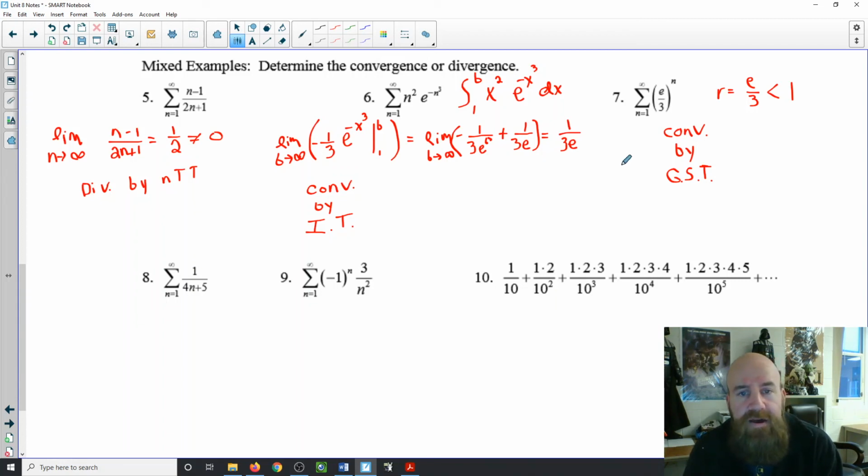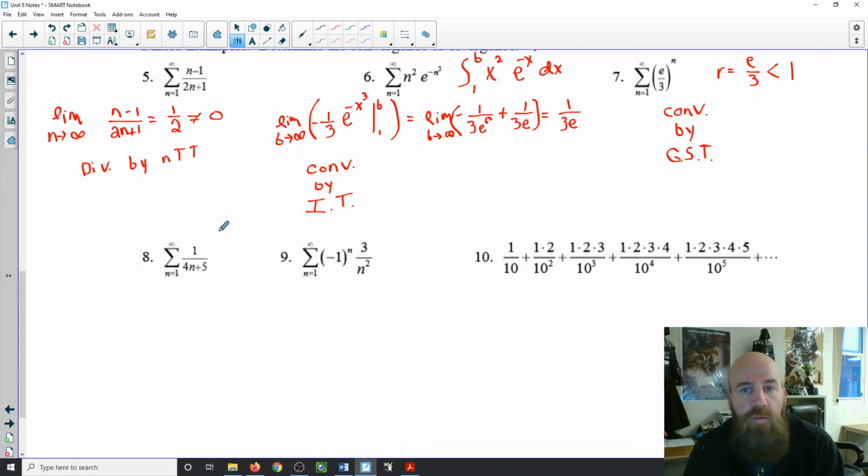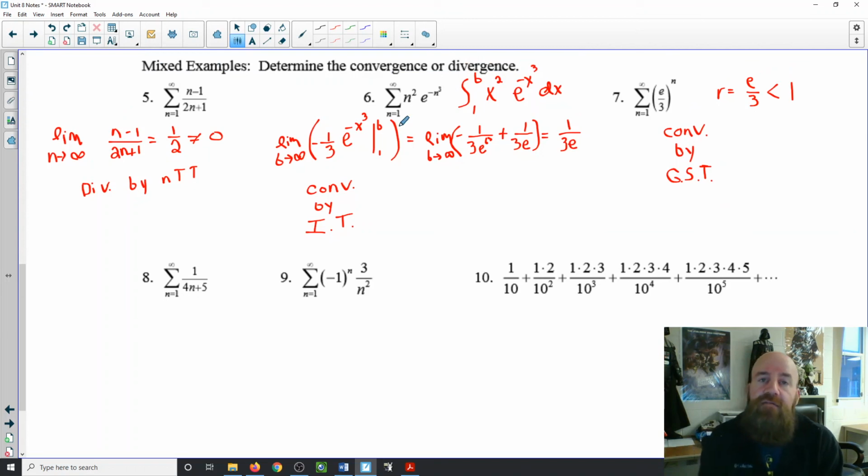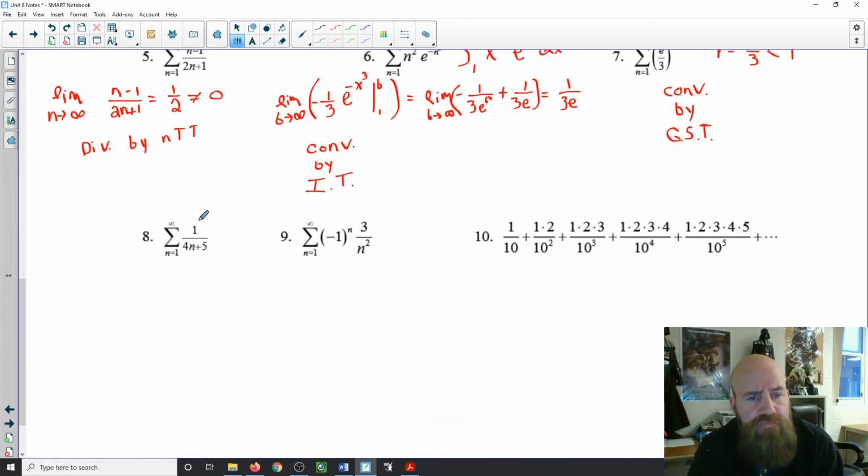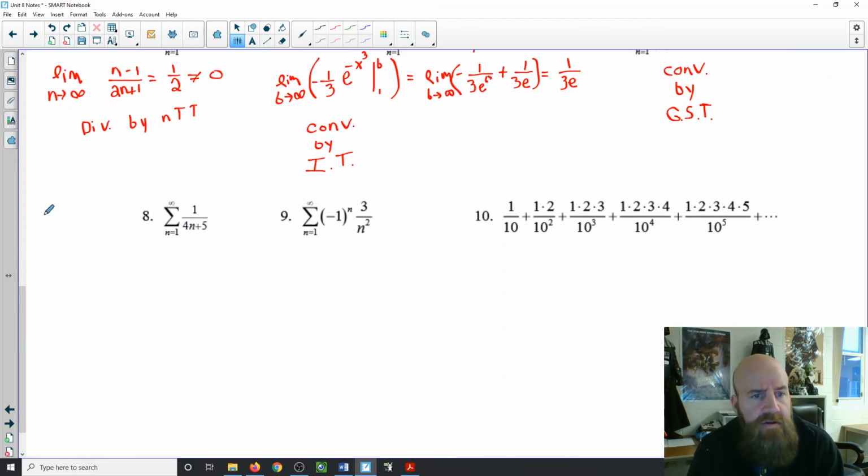Alright, so hopefully you got that. Remember, we're pausing through these. You're trying to figure out what test you're going to use and trying to work through it on your own. So number 8, we're going to want to use the limit comparison test. For the limit comparison test, I'm going to use 1 over n. And we know 1 over n diverges. That diverges by the p-series test.